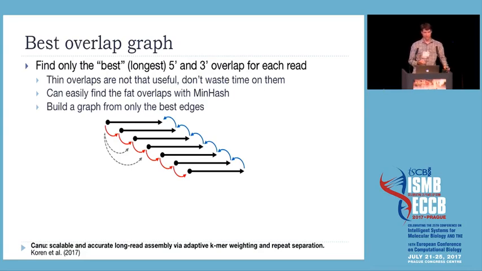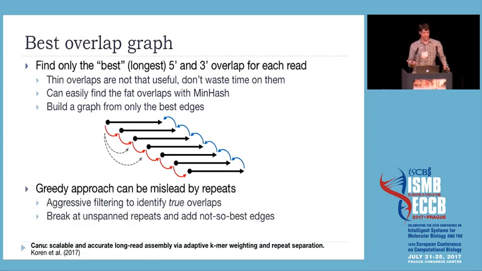So it's easy to find those global similarities with min-hash, and then it's easy to build the graph with just this simple greedy algorithm to walk the best edges. There are a couple of caveats: that greedy approach, as all greedy approaches, can be misled. It's not optimal. So up front, you have to very aggressively filter out overlaps that are false, meaning from one read to a different repeat copy. If you can remove those a priori, you can do a good job with just the greedy algorithm. And then you have to break at any unspanned repeats at the end to avoid any potential misassemblies. But if the reads are long enough, this is a nearly optimal approach.